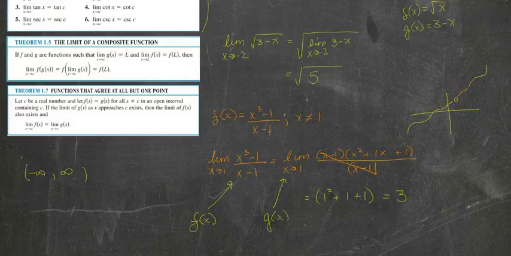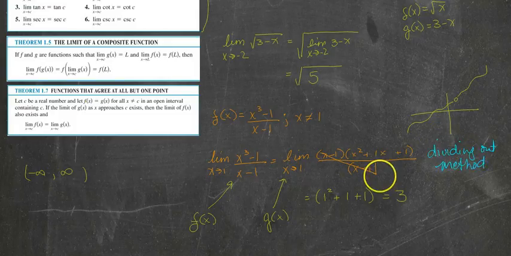So this method for finding a limit is called the dividing out method, because we just divided out the problematic denominator.